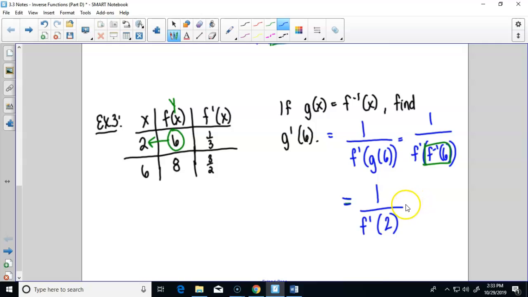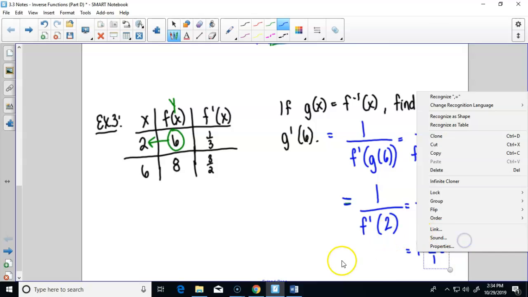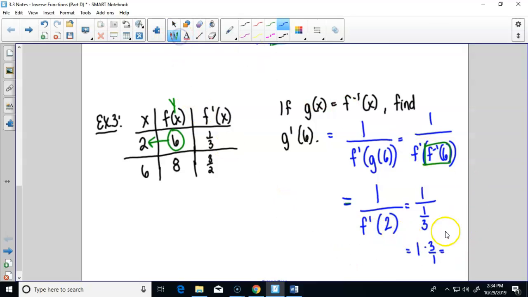And so the table's also going to tell us what f prime of 2 is. What is f prime of 2? Right, here's your 2. F prime is 1/3. So we're going to have 1 over 1/3. And dividing fractions is easy as pie. Flip the second and multiply. And 3 is what we get for our answer.